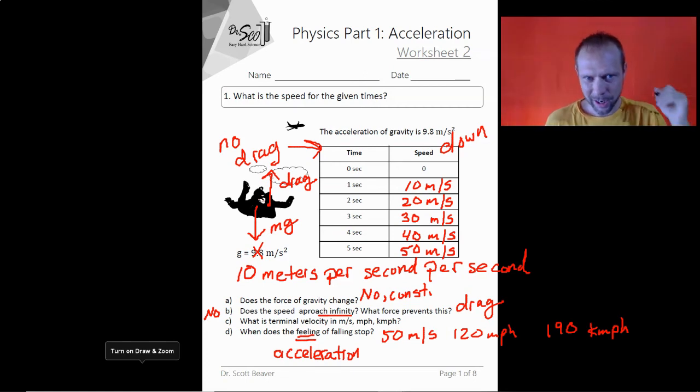And as you see, assuming no drag in the table, it takes 5 seconds to reach that terminal velocity of 50 meters per second. In the real world, there's a little drag. It might take a little longer, but that feeling of falling is only going to last a few seconds. Then you hit terminal velocity. You're still moving fast, but you're not going to feel it anymore because you're no longer accelerating. Your speed is constant. That's what terminal velocity means. The acceleration is terminated, and you're now at a constant velocity or speed.